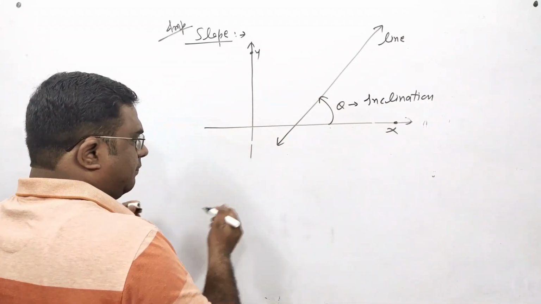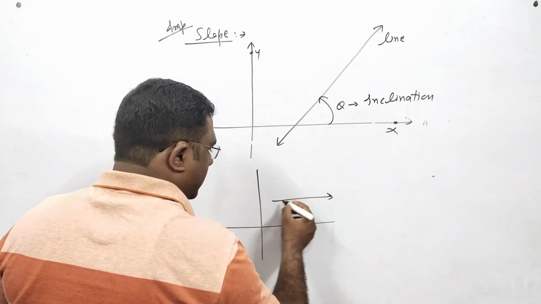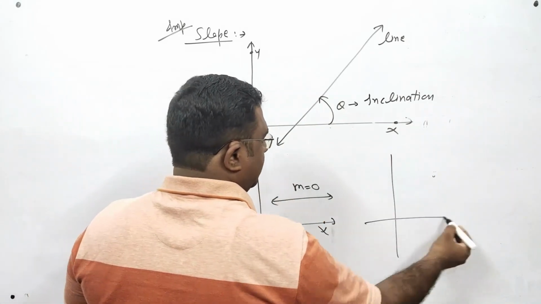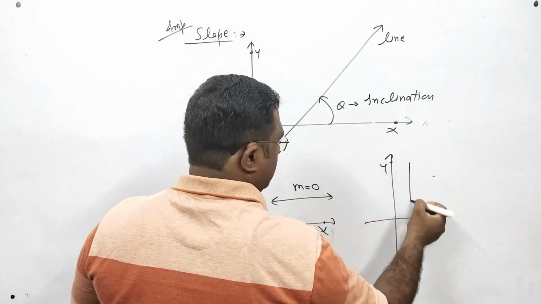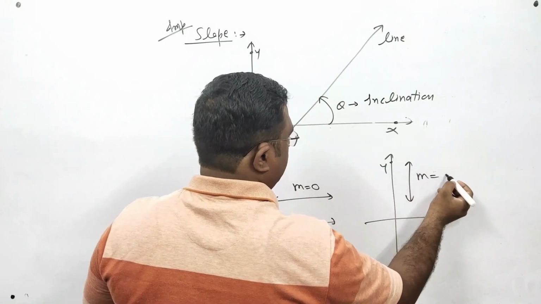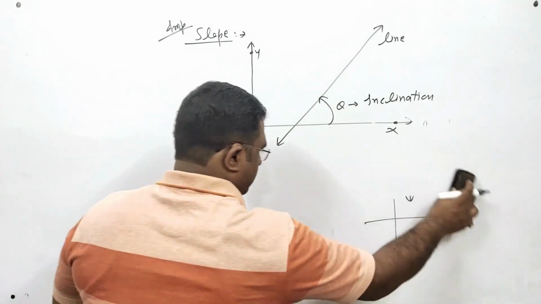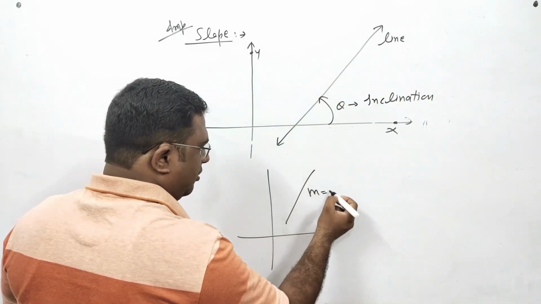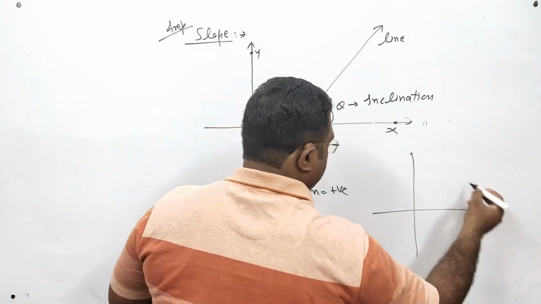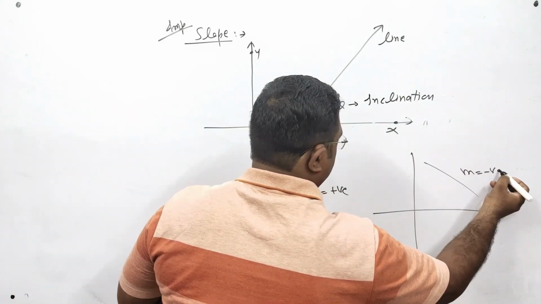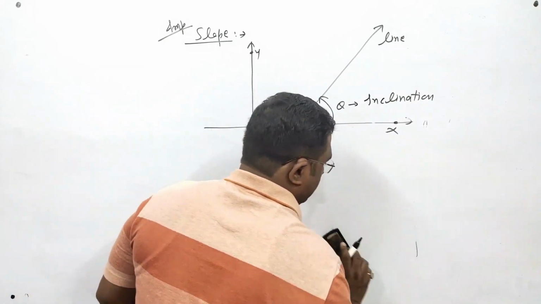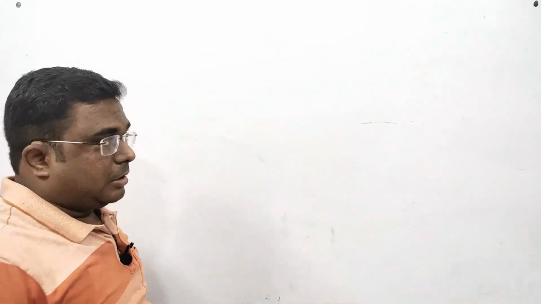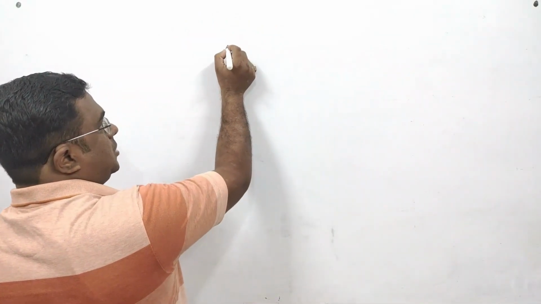One more thing, if a line is parallel to the x-axis, then its slope will always be 0. If a line is perpendicular to the y-axis, then its slope will always be not defined. If a line is in this orientation, then its slope will be positive. If a line is in this orientation, then its slope will be negative. At last, remember these points.